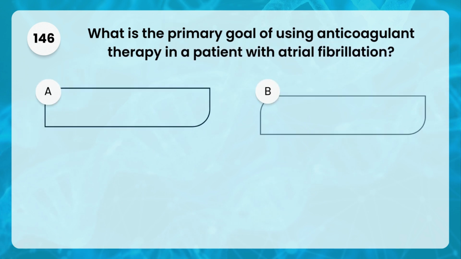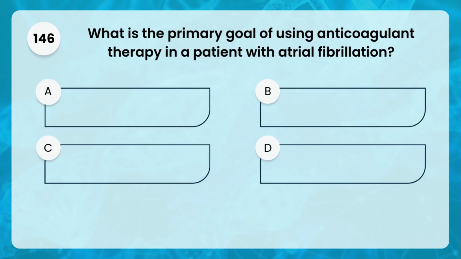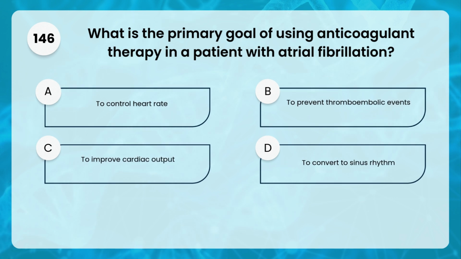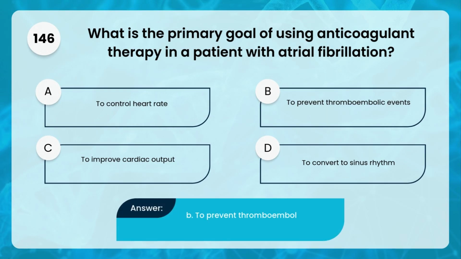146. What is the primary goal of using anticoagulant therapy in patients with atrial fibrillation? A. To control heart rate. B. To prevent thromboembolic events. C. To improve cardiac output. D. To convert to sinus rhythm. The answer is B. To prevent thromboembolic events.